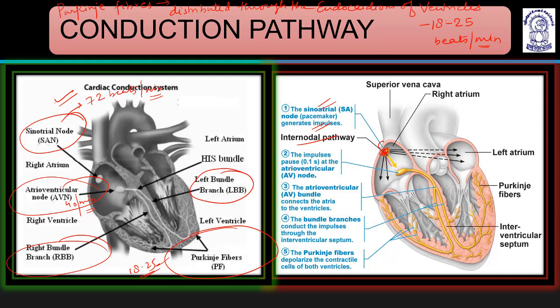The impulse gets paused for 0.1 second at the AV node. The bundle of His connects the atria to the ventricles. The bundle branches conduct the impulses through the interventricular septum. Purkinje fibers depolarize the contractile cells of both ventricles. Okay.